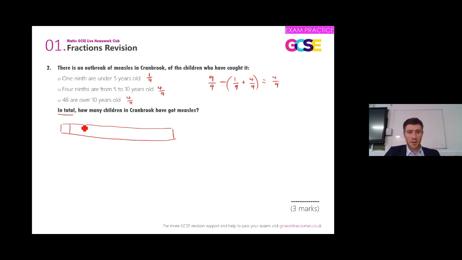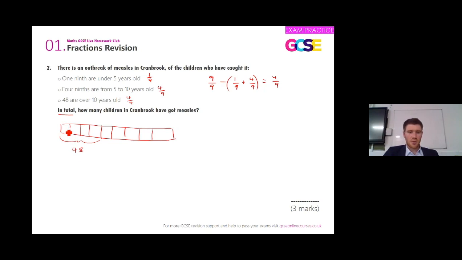1, 2, 3, 4, 5, 6, 7, 8, 9. Okay, so that's 9 equal parts. They don't look equal, but it is 9 equal parts. Okay, and 48 children are represented by 4/9. So here's my 4/9. Let's see if I can draw a curly bracket this time with my computer allowing me. There we go. And that 4/9 represents 48 people.